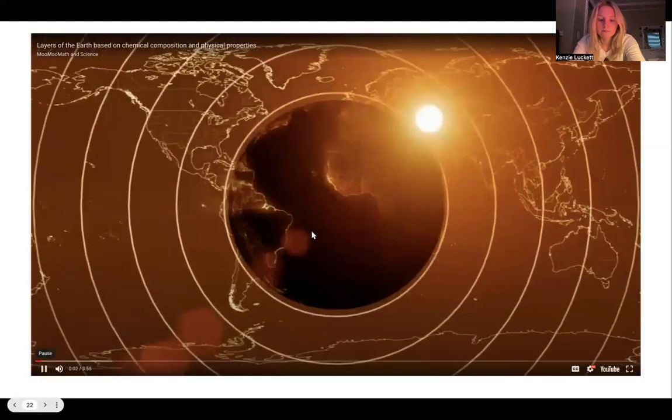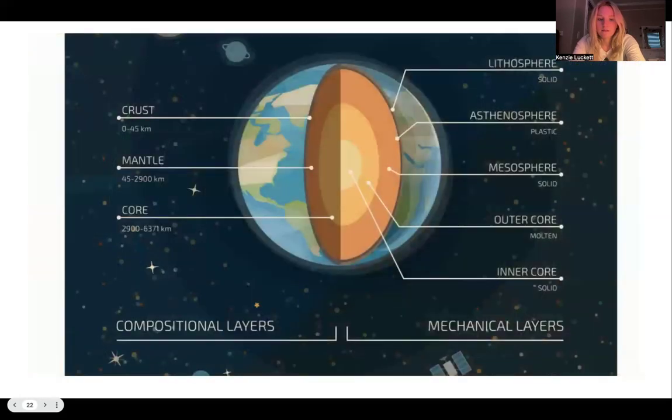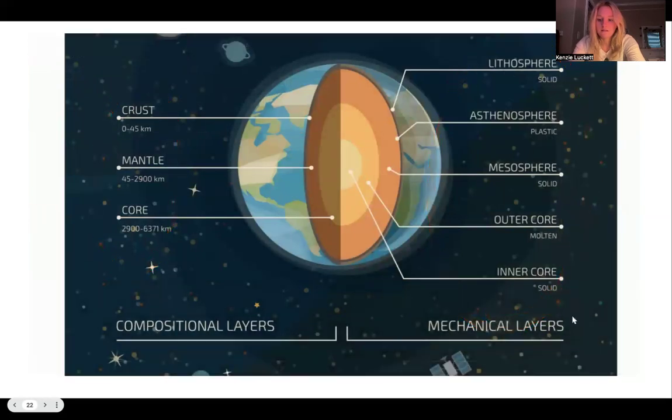Welcome to Moo Math and Science. In this video, let's take a look at the layers of the Earth based on chemical composition and physical properties. The Earth can be divided into three layers based on chemical composition: the crust, the mantle, and the core.